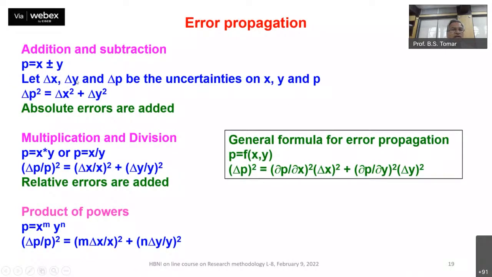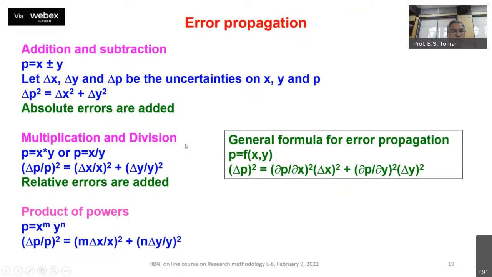So delta x and delta y are the uncertainties on x and y, and delta p is the uncertainty on p. Then the errors are additive for addition and subtraction. So absolute errors are added in quadrature. So delta p, the error on p, will be the square root of delta x squared plus delta y squared, irrespective of whether it is x plus y or x minus y. So absolute errors are added when you add the two quantities to get the third quantity.